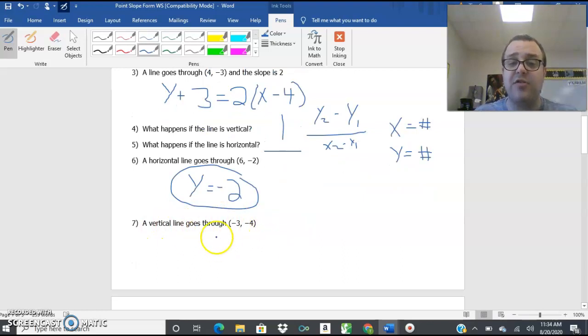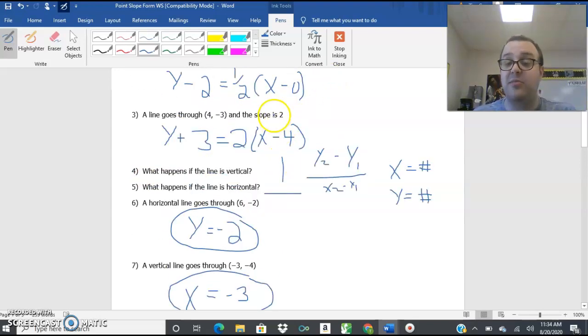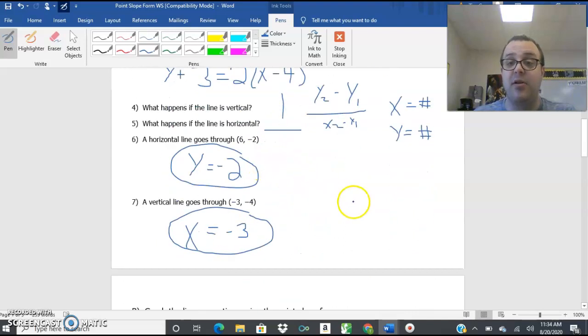A vertical line that goes through this one, again, is just going to be x equals the x coordinate. So in this case, it's going to be x equals -3. And that's going to be my vertical line that goes through that point. Again, we're given a point, and in this case, we're just told horizontal, vertical. Sometimes we'll be told slope. And again, point slope form helps us a lot with these kinds of problems.